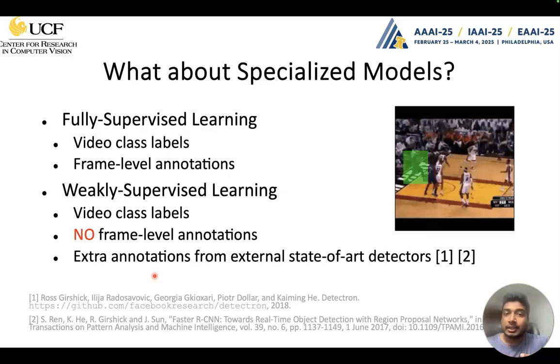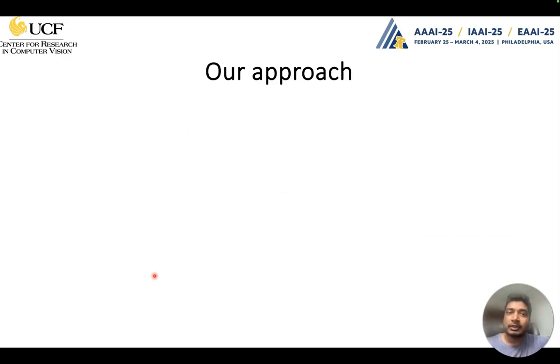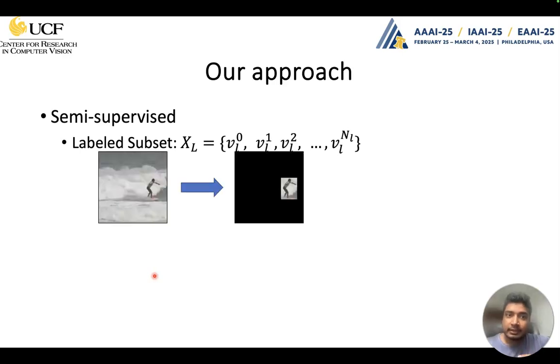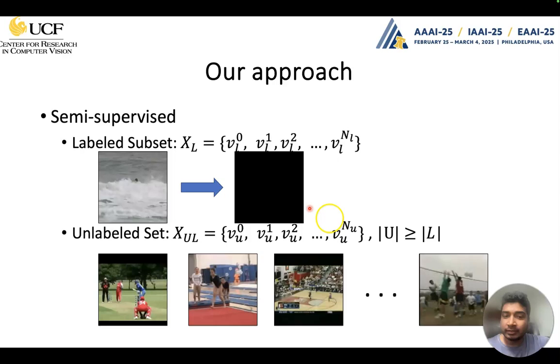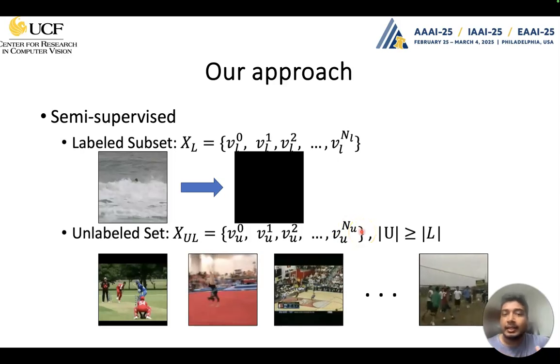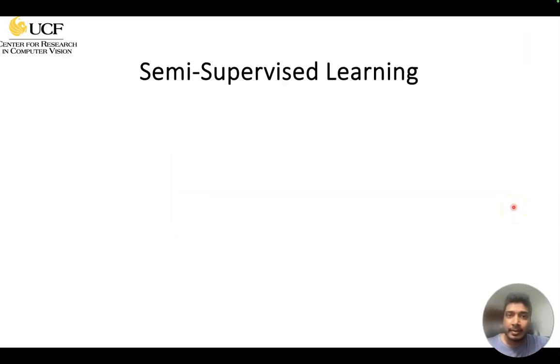We look into another aspect, a semi-supervised approach, which is a middle ground between these, and it requires a labeled subset, where we have both what action is being performed and where the action is being performed, and an unlabeled subset where we have no information about the actor and the action being performed in the video. And obviously the unlabeled set is very, very huge as against the labeled set.